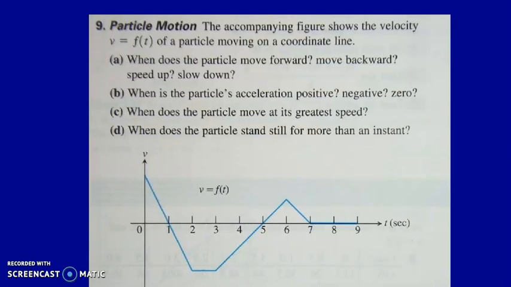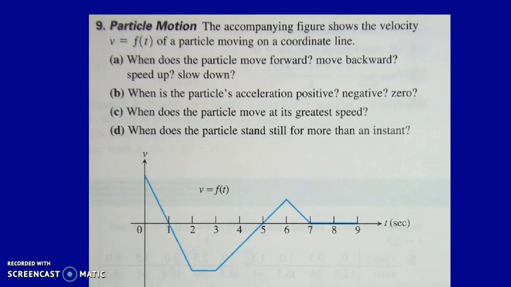In this video, I will be going over problem number 9 from the textbook, page 138. You're given the graph of velocity, and they ask you a series of questions, A, B, C, and D, and they all have to do with the graph of velocity. Part A is asking, when does the particle move forward, move backward, speed up, slow down?